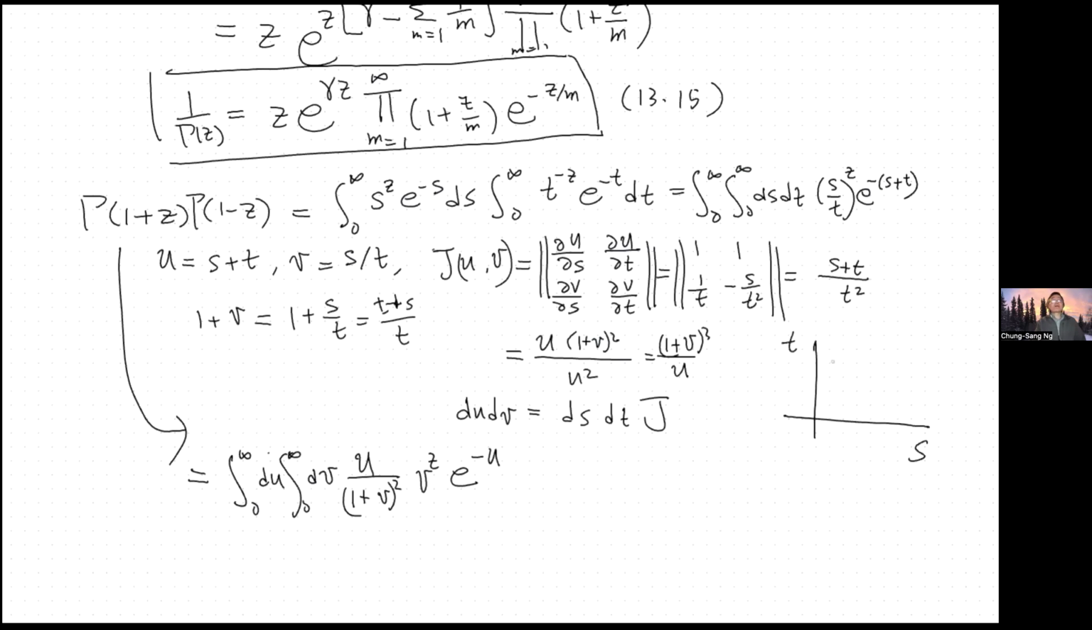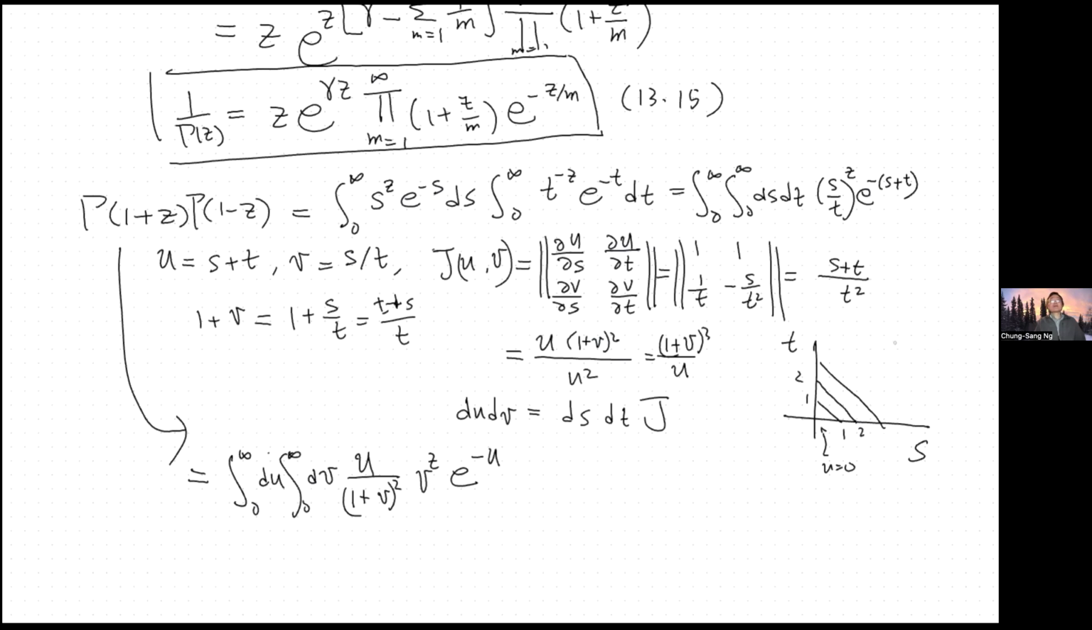And all this u is s plus t, so u is constant along all these diagonal lines. So u is 0 obviously in here. If u is 1, then s is 1, t is 0, or s is 0, t is 1. So this is 1 and 1, 2, 2 altogether. So u is 0, 1, 2, 3. So you have all these lines.